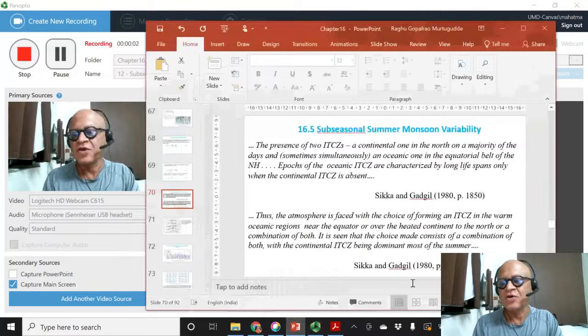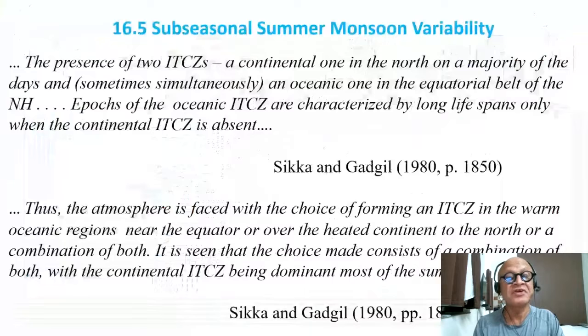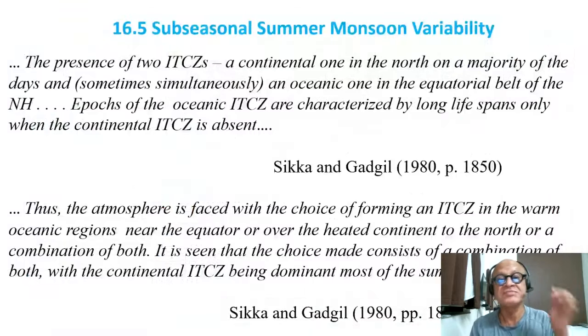Obviously, we cannot talk about monsoon variability without going to the subseasonal timescale. The early evidence from cloud band data from satellites was used by Sikka and Gadgil to write some nice papers. There were some earlier studies also talking about these timescales in the Indian region by Yasunari, for example.